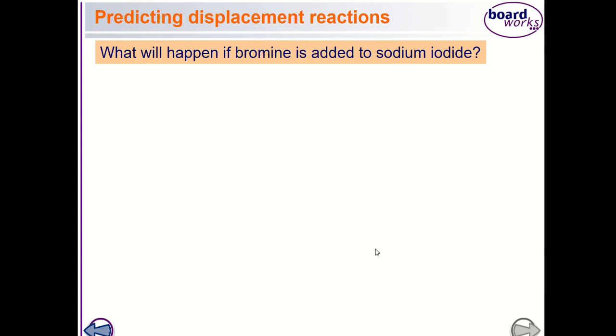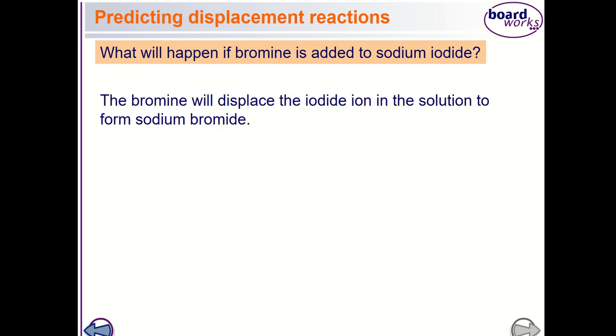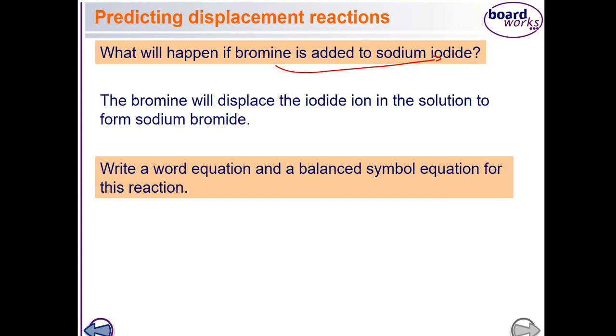Right, so let's do some predicting as to whether displacement reactions will happen. What will happen if bromine is added to sodium iodide? Well, the bromine will displace the iodide, because remember the displacement rule: bromine is more reactive than iodine. Now, what color might you see in this test tube?